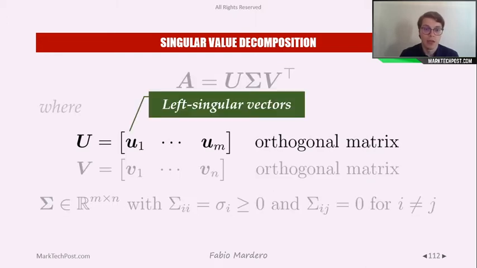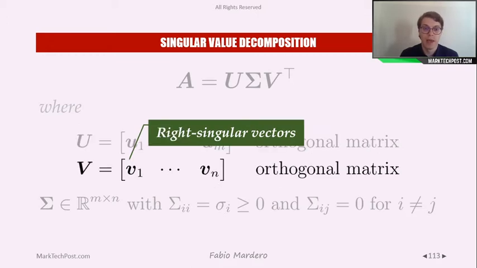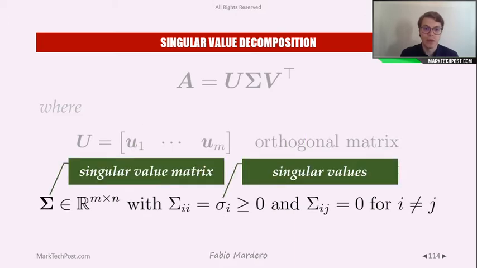The matrix U is said to be the left singular matrix, and its vectors are left singular vectors. The matrix V is said to be the right singular matrix, and its vectors are right singular vectors. The sigma matrix, which is in the middle of the multiplication, is said to be the singular value matrix, and the values in its diagonal are said to be singular values.